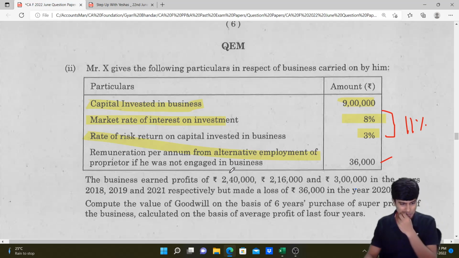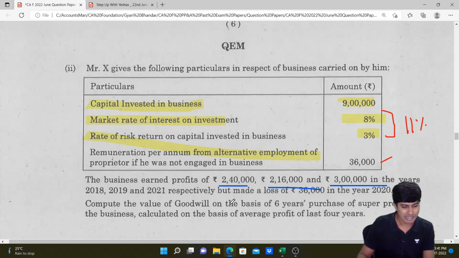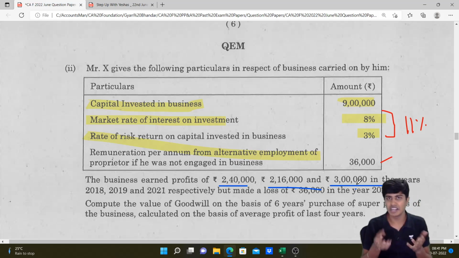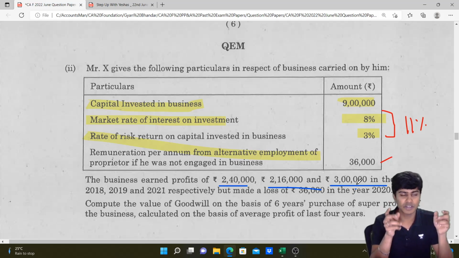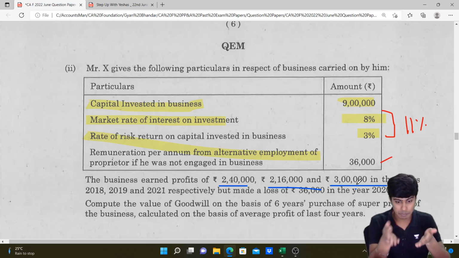Oh, okay. Fine. Business earned profits of 2 lakh 40, 2 lakh 16, 3 lakh in the last 3 years. So I'll do 2 lakh 40, 2 lakh 16, 3 lakh. Deduct that remuneration, that is adjust that, identify average profit, and then I'll find normal profit. How do I find normal profit? Capital employed multiplied by that 11%. That will be our normal profit.